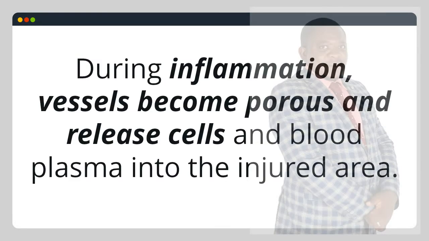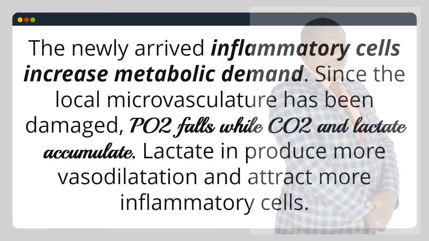During inflammation, vessels become porous and release cells and blood plasma into the injured area. The newly arrived inflammatory cells increase metabolic demand. Since the local microvasculature has been damaged, PO2 falls, while CO2 and lactate accumulate. Lactate and CO2 produce more vasodilatation and attract more inflammatory cells.